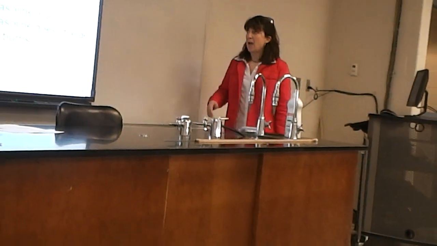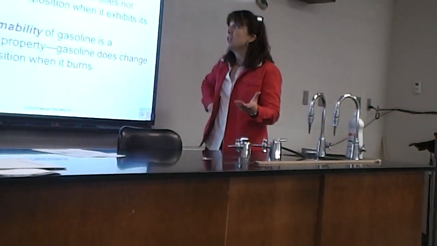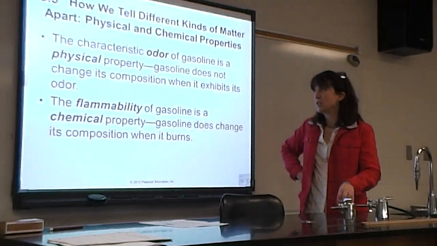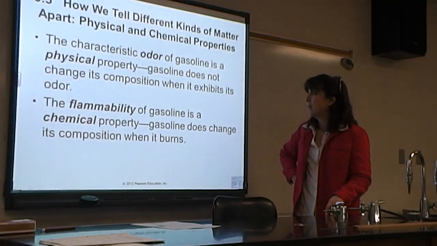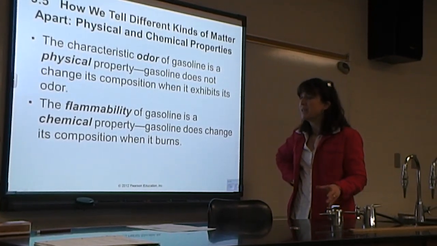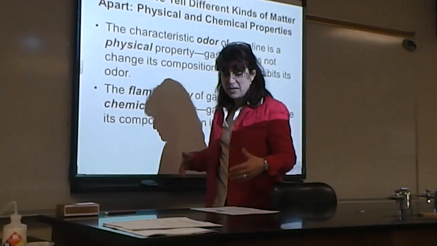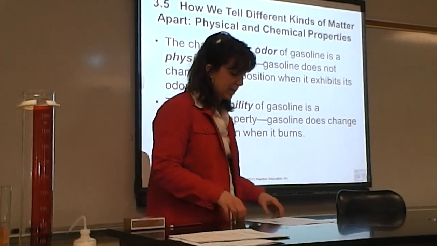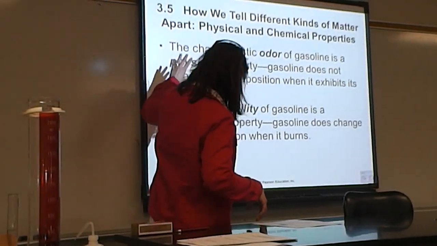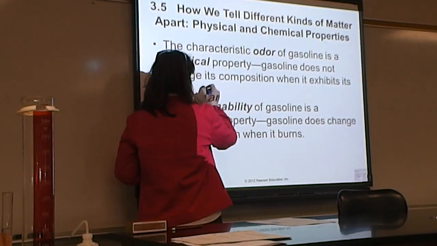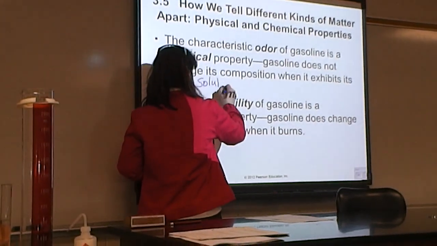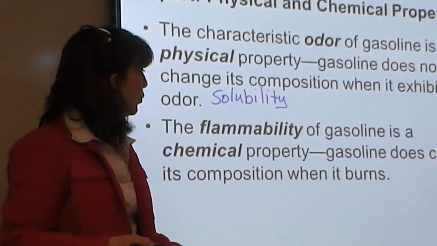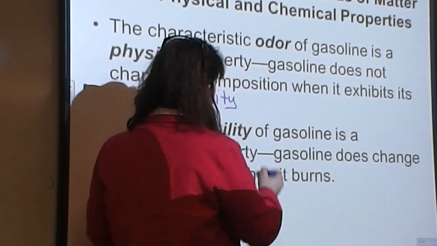Now, how can we tell physical properties? There are a lot of physical properties. Odor is one. You can smell something and not change its identity. Flammability would be a good example of a chemical property. Some that fall into these categories are a little confusing, and we'll talk about them when we break these down specifically. But with physical properties, things like solubility, or dissolvability, if you will, fall into this category.